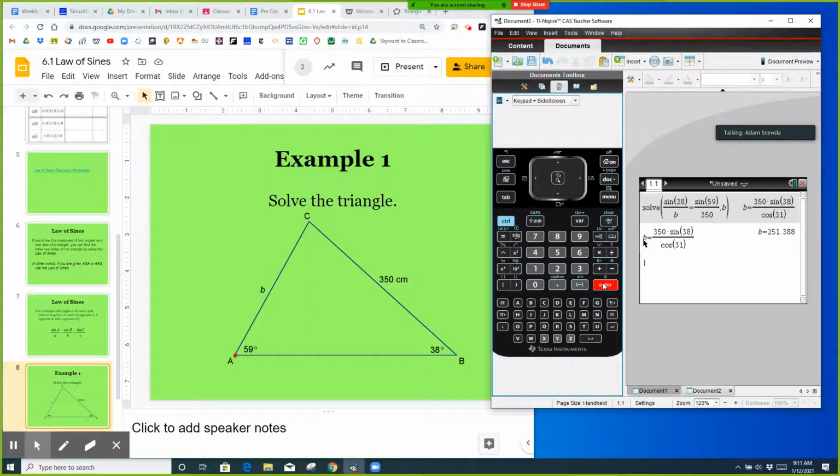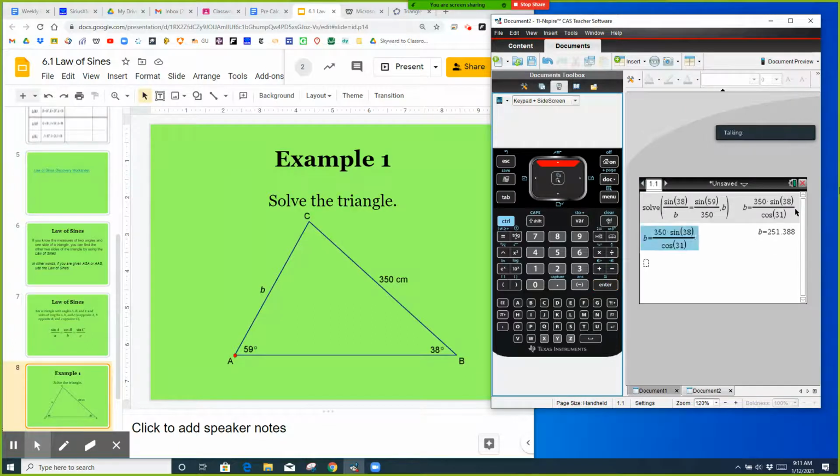You get 251.38. And always do a mental check to see if that makes sense. The side across from 59 is 350, so the side across from 38 should be smaller than that, but still kind of close to 350. And 251 seems pretty close to me. So just by doing a ballpark check, that seems to be right. If it was like 25, I would say that's a little too small to be in a triangle where the other side is 350. That angle of 38 degrees is probably closer to 1 or 2 degrees then. You know what I mean?